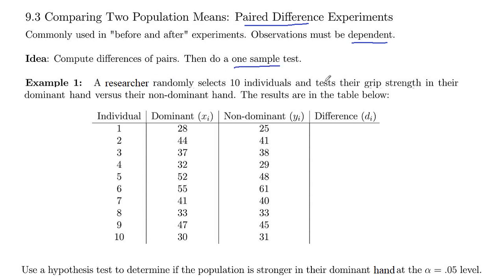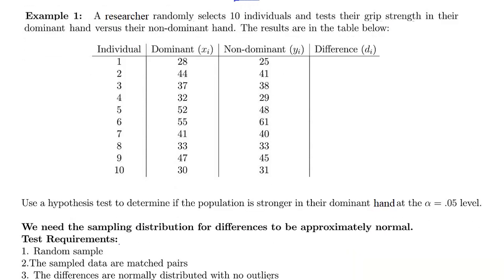differences. So the kind of problem that we would tackle here would be, for example, a researcher randomly selects 10 individuals and tests their grip strength in their dominant hand versus non-dominant hand. Results are here in the table, and they want to use a hypothesis test to determine if the population is stronger in their dominant hand at the 0.05 level. So what we would do is calculate the differences and try to show that the difference was positive if you're doing dominant versus non-dominant.